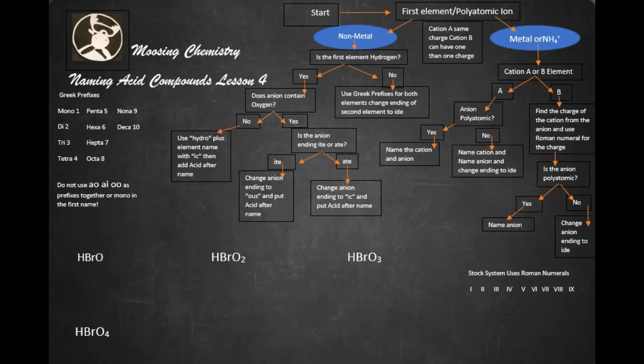Okay, what do you do when you have 4 compounds that look almost identical except they're different by 1 oxygen and you're naming them as acids? Okay, well, let's go ahead and explore this. Let's look at this first one, HBrO.